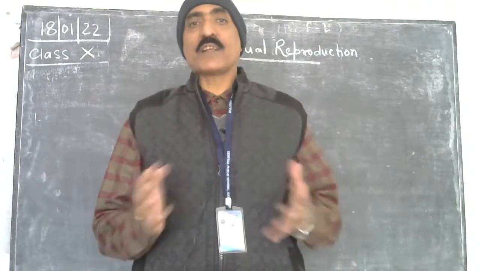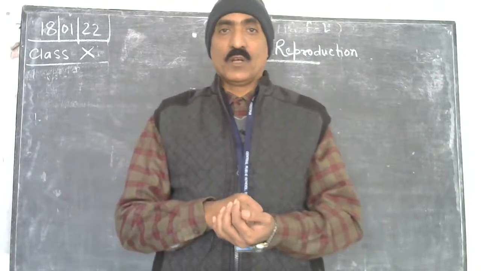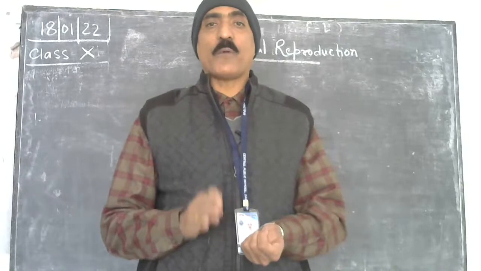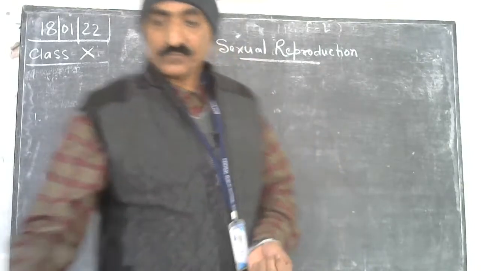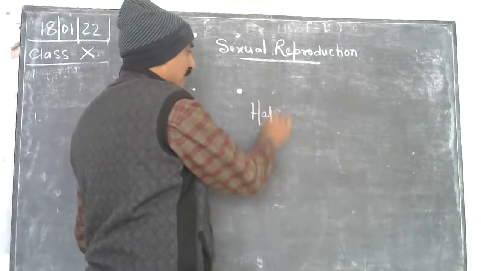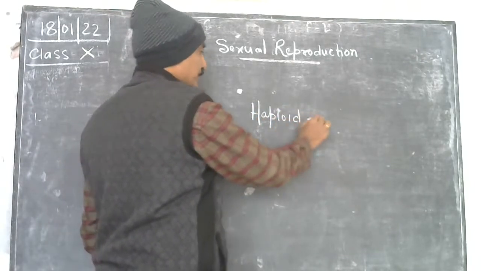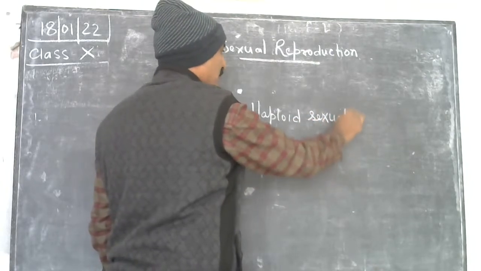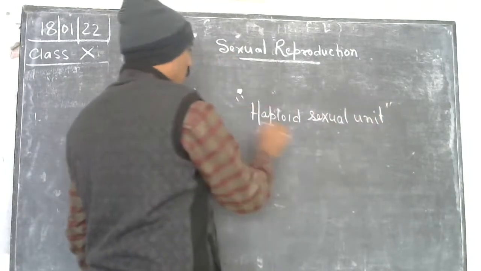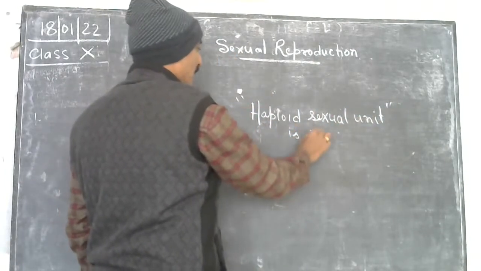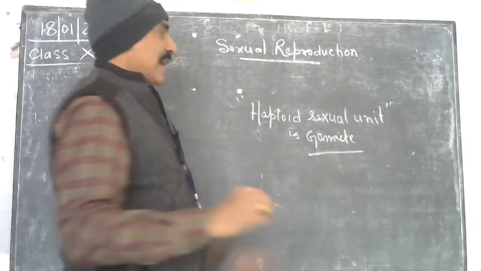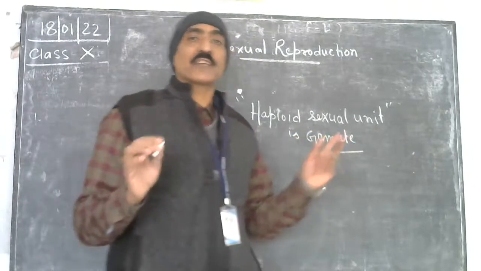Now here is the question, what is a gamete? In fact, gametes are the haploid sexual unit of either male or female. So gametes are haploid. And what are gametes? Gametes are the haploid sexual unit. Haploid sexual unit is what we call a gamete.